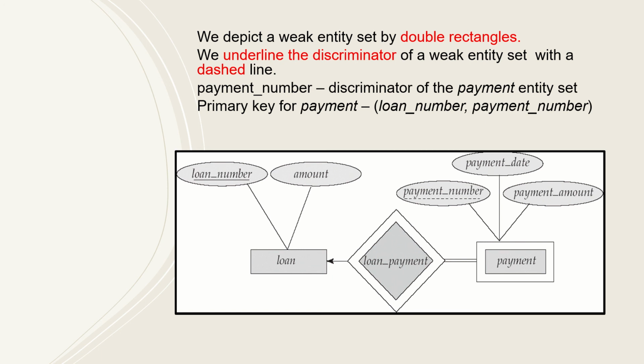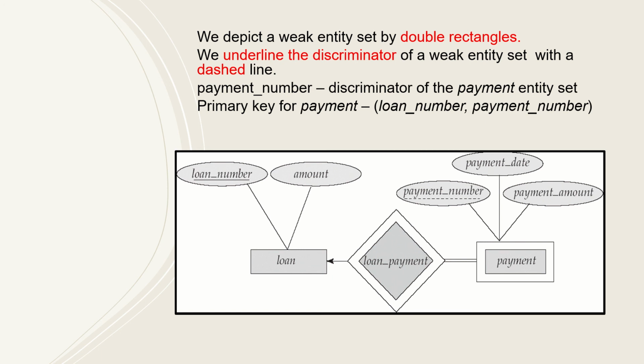So here we can see there are two entity sets. The first one is loan and the second one is payment. Loan has two attributes, loan number and amount, in which loan number is the primary key. That is why we are underlining it. So we know that loan is a strong entity set. Let payment be another entity set with the attributes payment number, payment date and payment amount. So we cannot set a primary key for this one. So we will take only a subset which can help to create a partial key, that is, to uniquely identify.